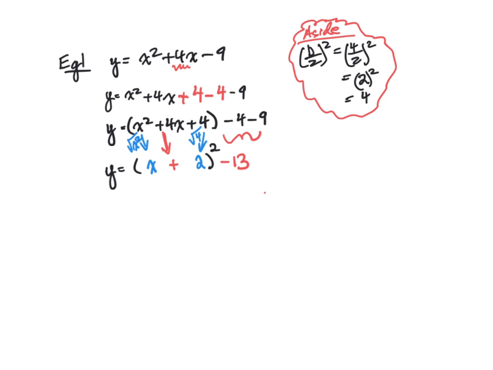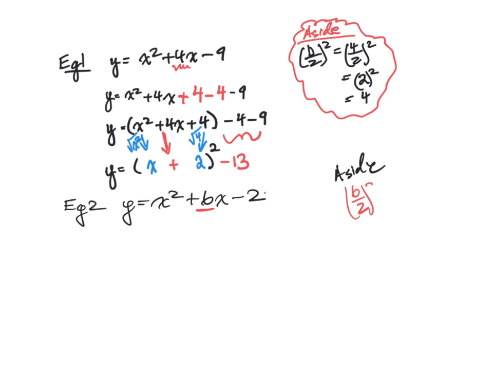Now, let's try this example again, but this time, imagine we have this equation. So, we have y is equal to x squared minus 6x minus 2. So now we'll do an aside again. And what we're going to do is focus on this 6. We're going to take 6 divided by 2, and square it. That's going to be 3 all squared, which gives us 9. So that means we're going to be saying y is equal to x squared plus 6x plus 9 and minus 9 and minus 2.